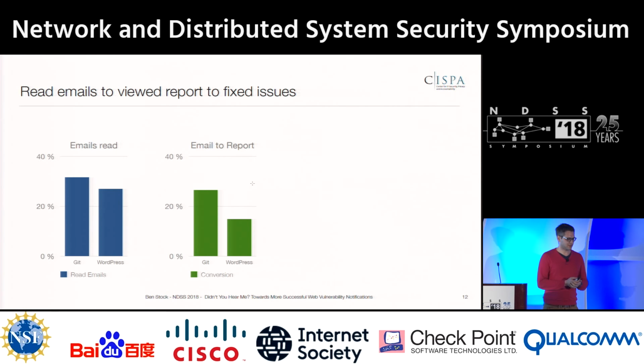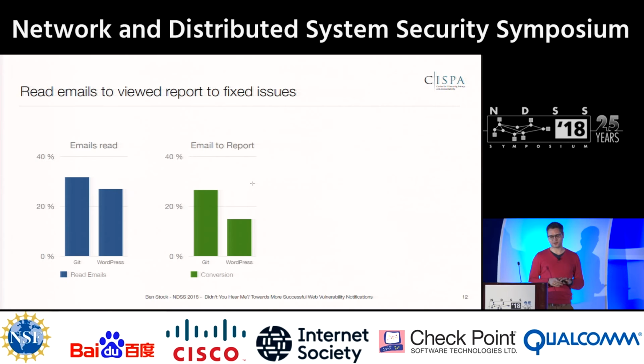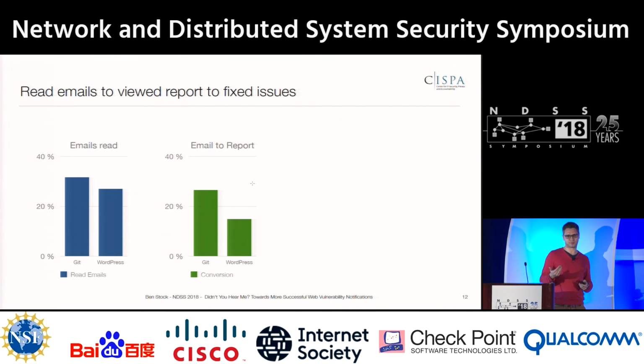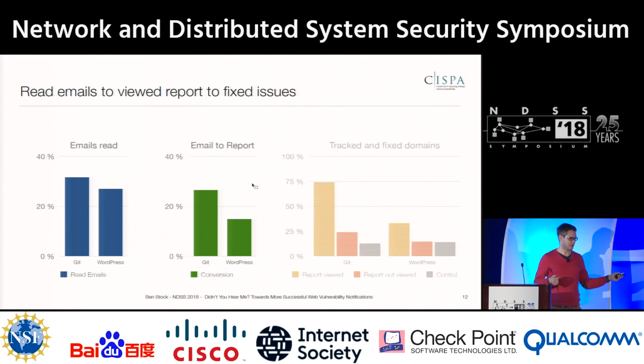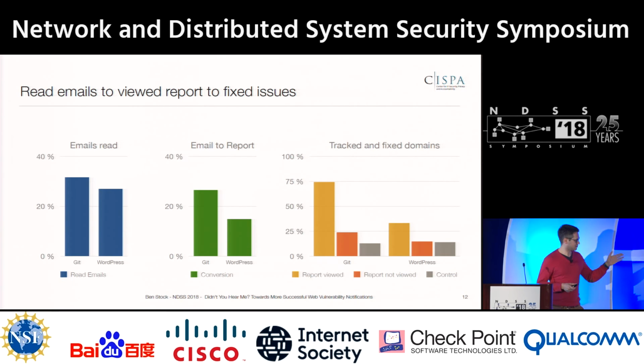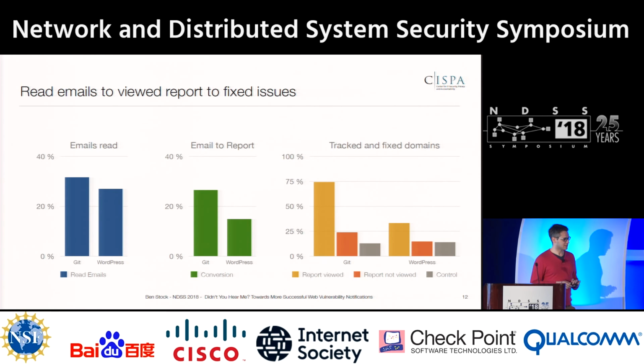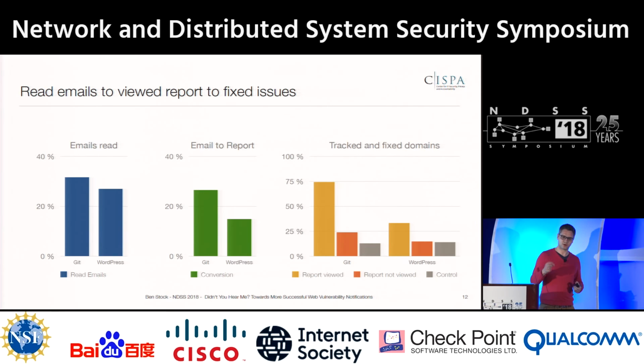And the last interesting analysis that we did was to try and figure out, once somebody has viewed the report, are they able to fix the problem? And this is shown here. The yellow bars denote those domains that fixed once they had viewed a report.